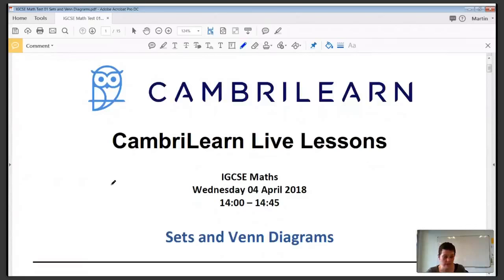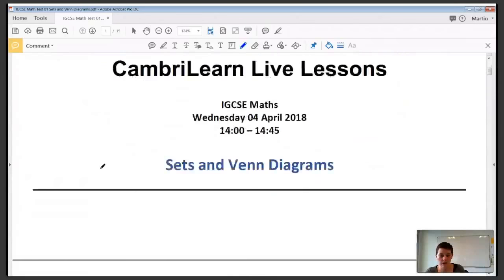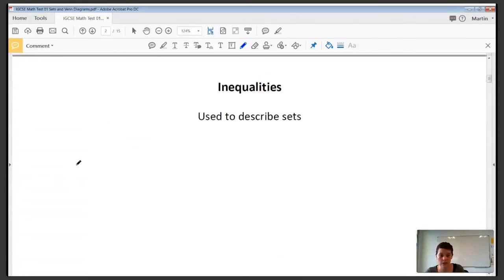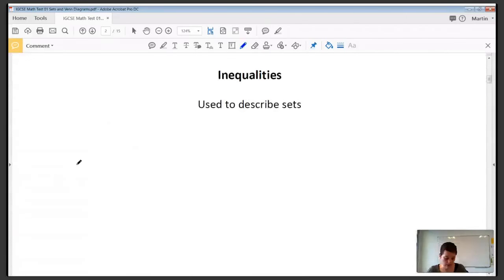So sets and Venn diagrams. We're going to start with actually considering inequalities. If you're not happy with inequalities, then you're really going to struggle with just understanding how a set is described. So when we talk about inequalities, we are talking about our crocodiles. Oops, wrong way around.